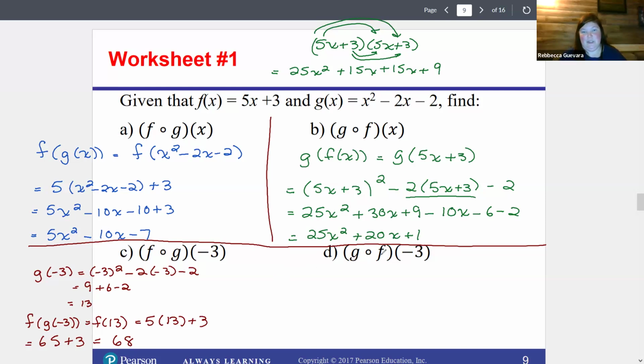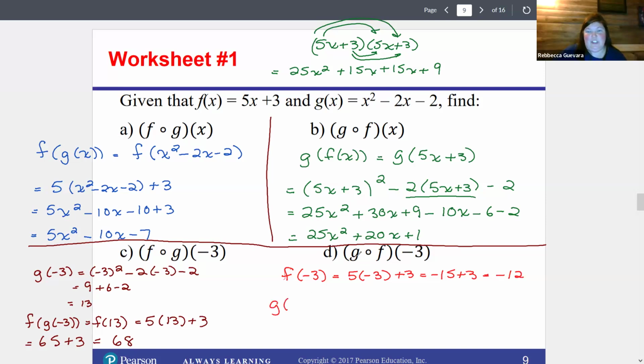All right, and then the last one, so we have g and then we have f. So we know f's on the inside first. There, I fixed my tool. So we need to find f of negative 3 first. So f is going to be 5 times negative 3 plus 3. So that is going to be negative 15 plus 3. So this is negative 12.